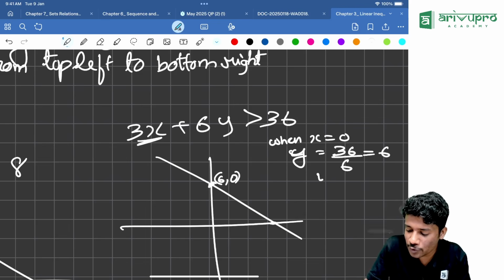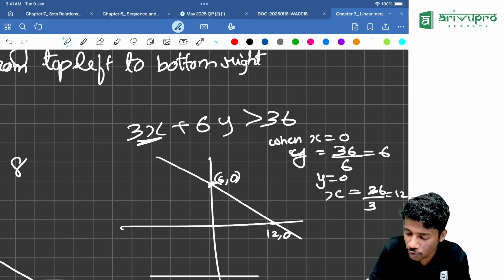When y is equal to 0, x is equal to how much? X is 36 divided by 3. That is equal to 12. This point is (12, 0).